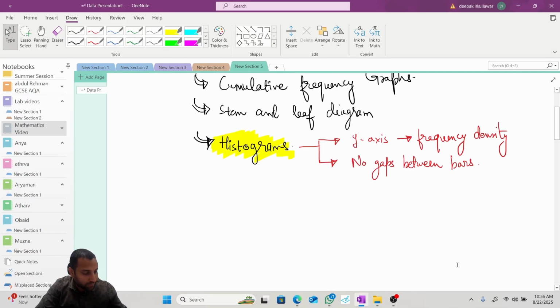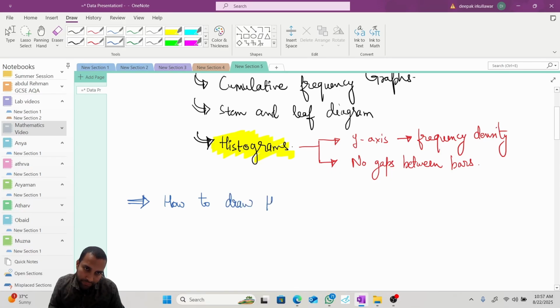Now, how to draw? First you need to know how to draw a histogram. I will sum it up in maybe three to four steps, and accordingly we will draw the histogram. We will take one example and try to draw a histogram. So you can write down how to draw histograms.